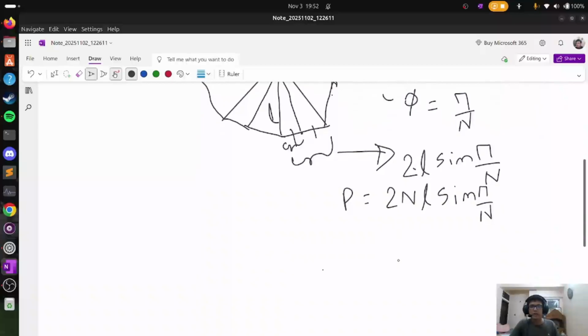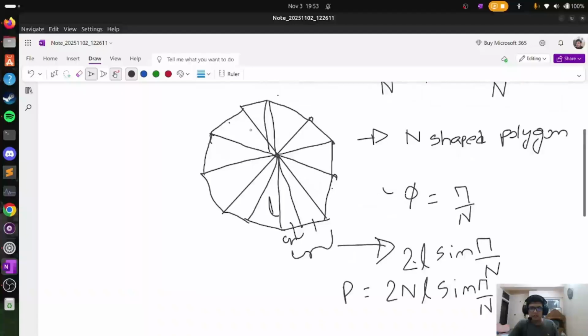Now we want to find it for a circle. If you have ever watched the video by 3Blue1Brown, you can see how a circular shape forms. So we can take it that if the number of sides tends to infinity, it turns into a circle. I mean, think of a circle.